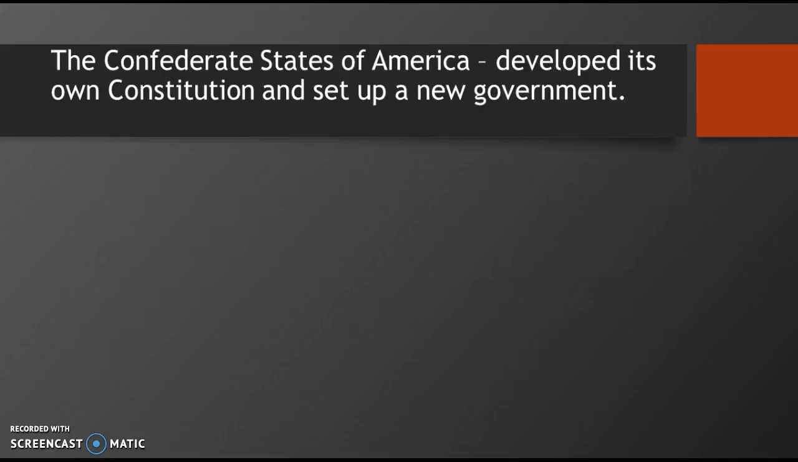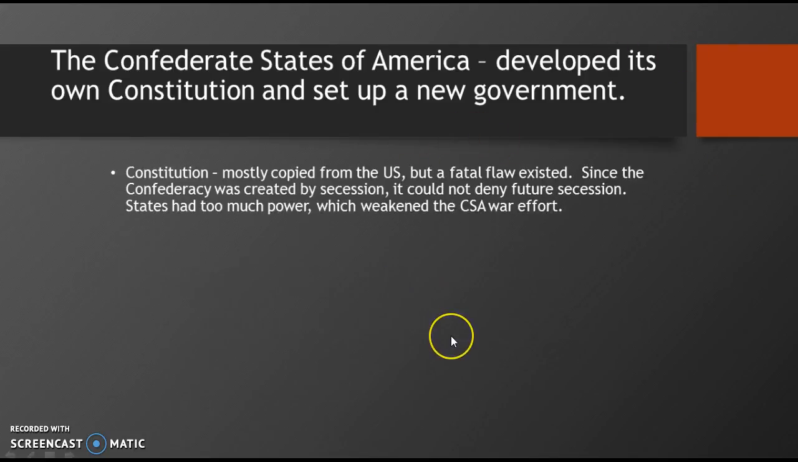So the Confederate States of America, just like any country, is going to develop its own constitution. That's what a country has to do: develop a constitution and set up a brand new government. So let's talk about that government a little bit. The Constitution of the Confederacy was almost a carbon copy of the U.S. Constitution. It was very similar in most ways, but there was one fatal flaw.